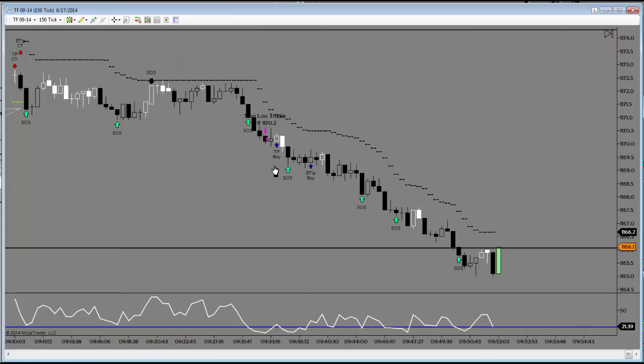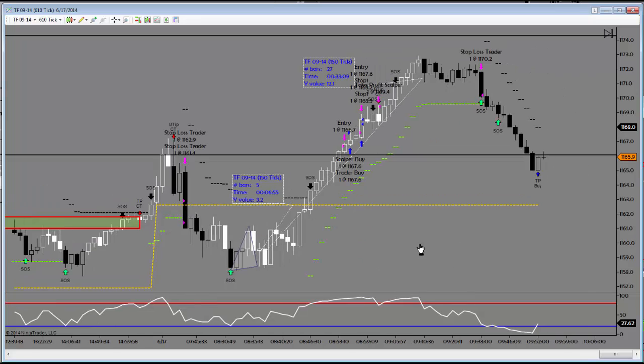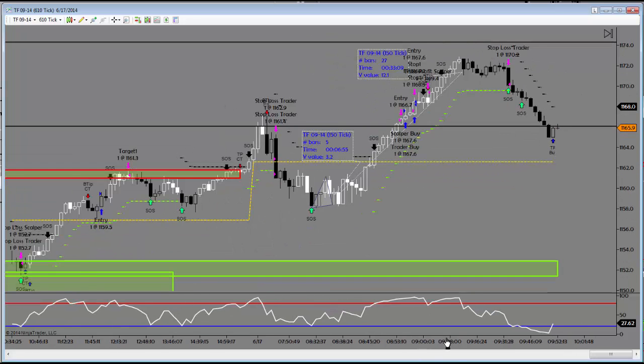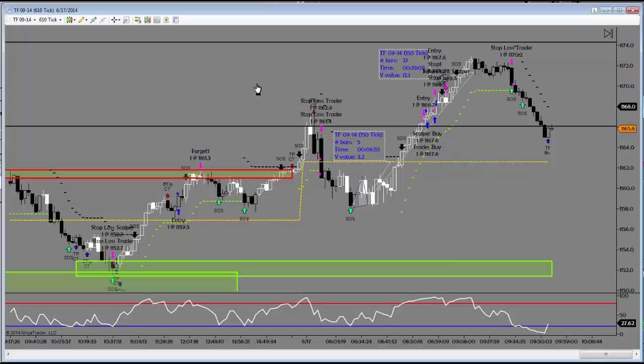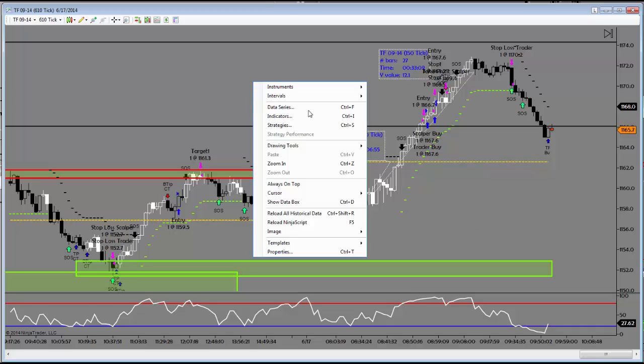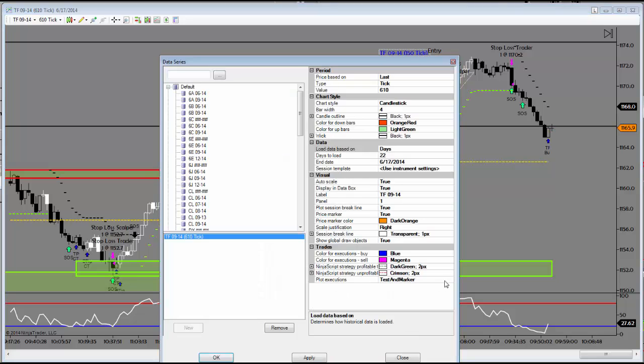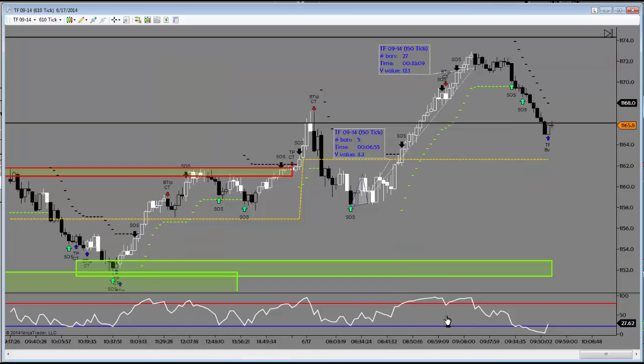Then after that's done, we're going to type in 610T, hit enter, and we'll take our chart now to a 600 tick chart. Okay, so there's the 600 tick or 610 tick chart. Now again, let's go to data series. I'll take out previous signals. Boom. And there's what that looks like.